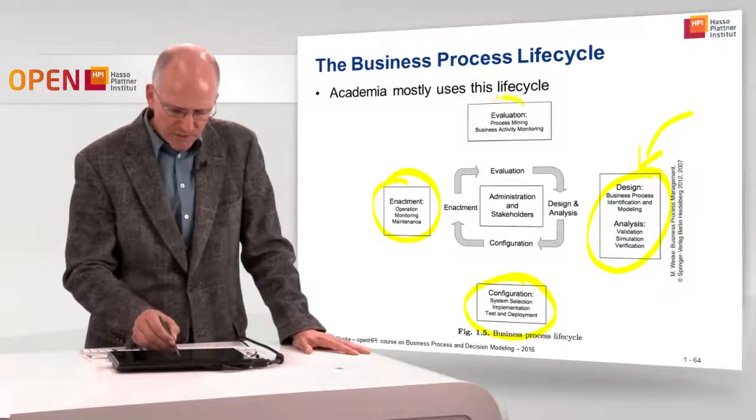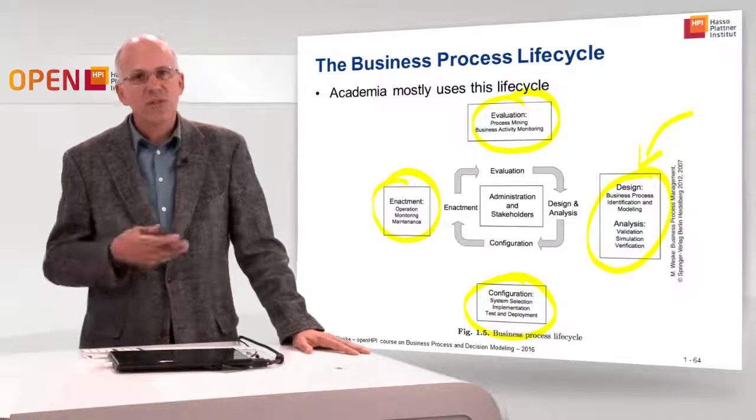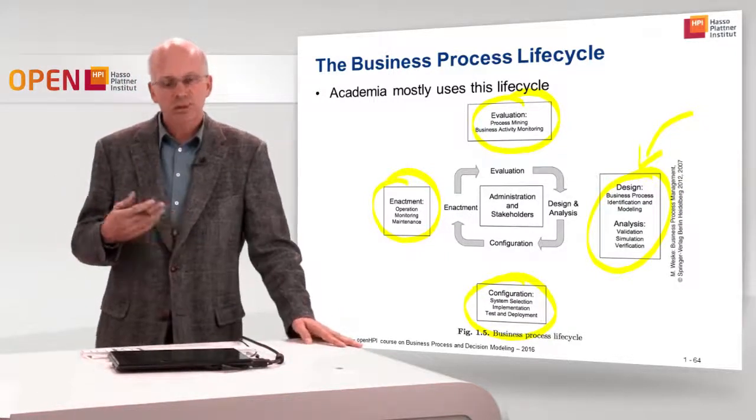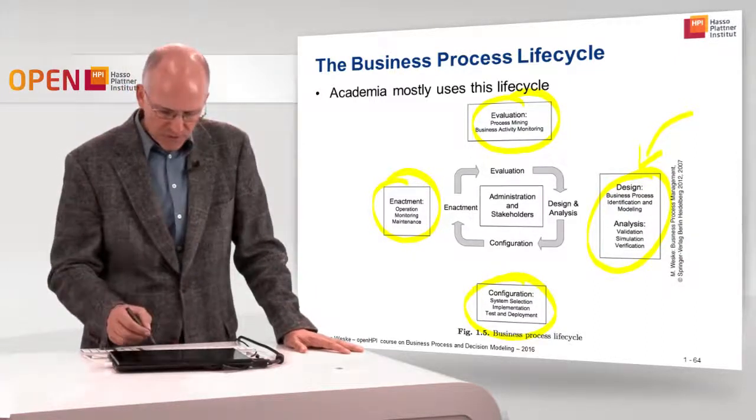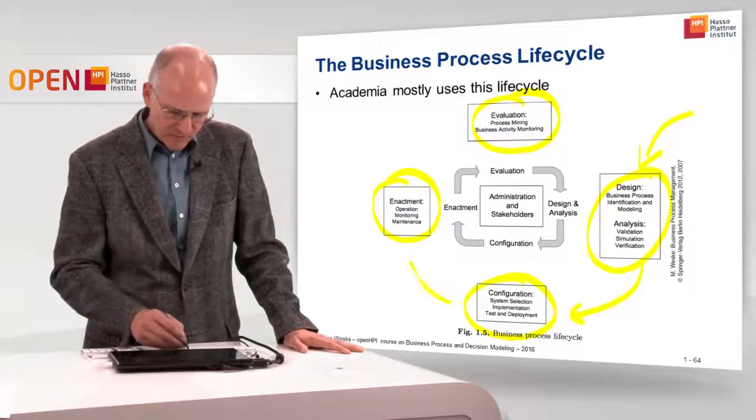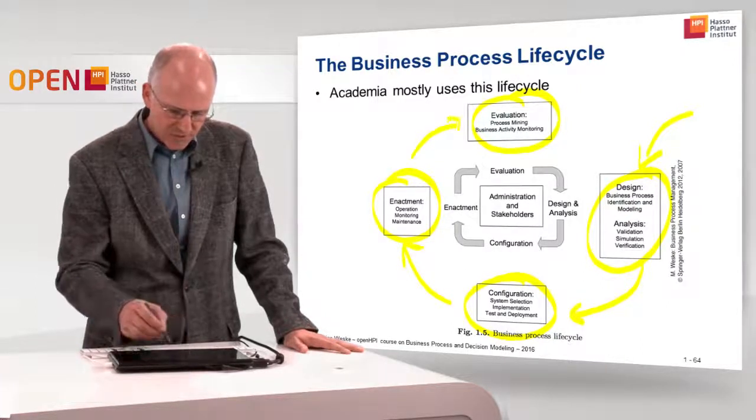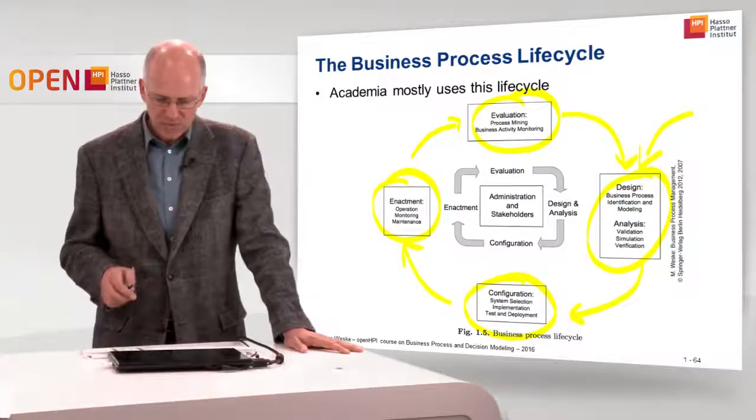And here we have the evaluation part, and here we do evaluation of the running process and see where there are opportunities for redesigning, for improving the process, and with that we go into the design phase. So basically we have here the business process lifecycle, which is a real cycle in this case, where we go from evaluation then back to the design.